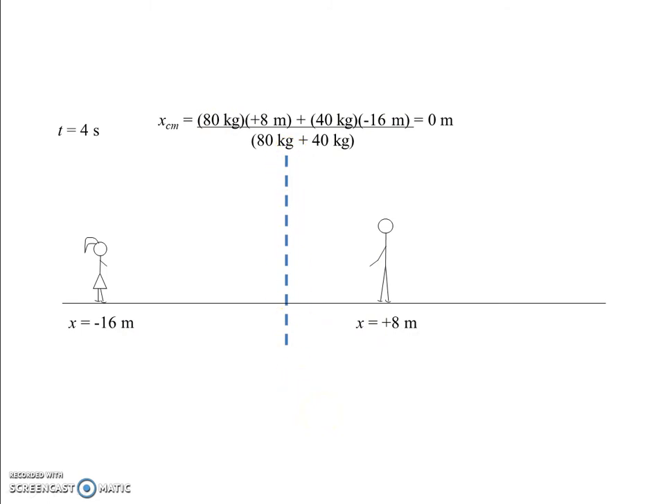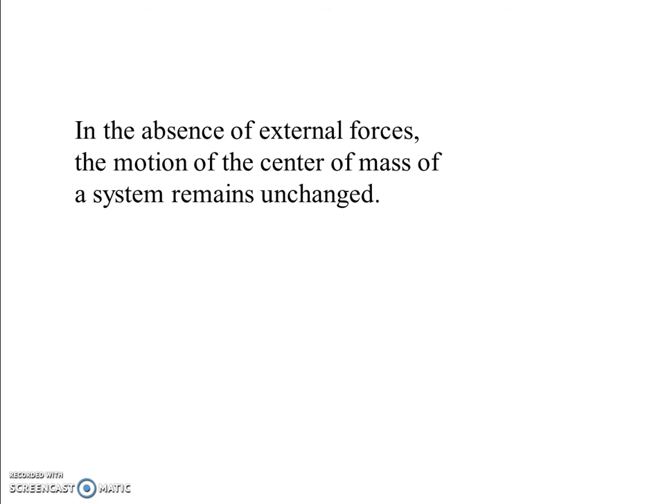Now notice that the system of the boy and the girl started at rest. The position of the center of mass also seems to have been at rest the entire time. It's almost like there's an object there at the position of the center of mass, and since nothing has happened, the position hasn't changed. It stays at rest. So we can say it like this: in the absence of external forces, the motion of the center of mass of a system remains unchanged.